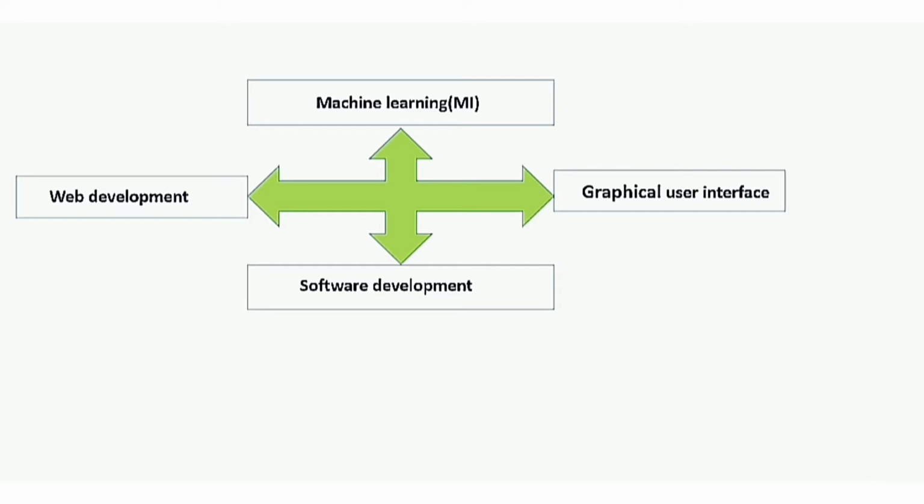Now some people say that Python is a new language. Not exactly. Java came into the picture in 1995, Python came into the picture in 1989.